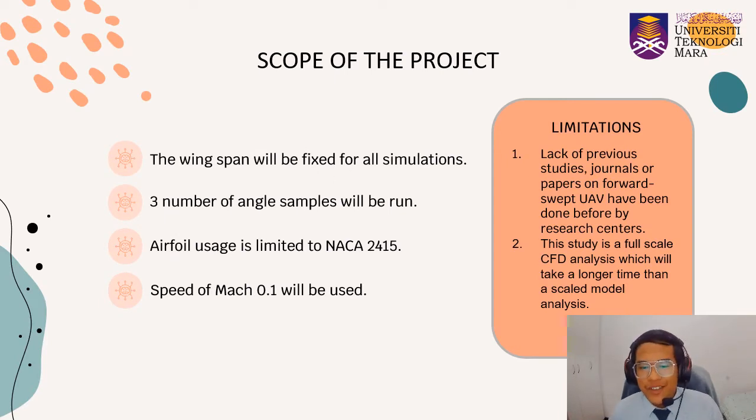In this study, we will only be focusing on several scopes to avoid too many variables, which will make this study more complicated. Firstly, the wingspan will be fixed for all simulations, and only 3 angle samples will be run, which are at -25 degrees, -30 degrees, and -35 degrees, with the usage of NACA 2415 airfoil only. The speed will also be limited to Mach 0.11 at an average velocity of 35 meters per second during the test.